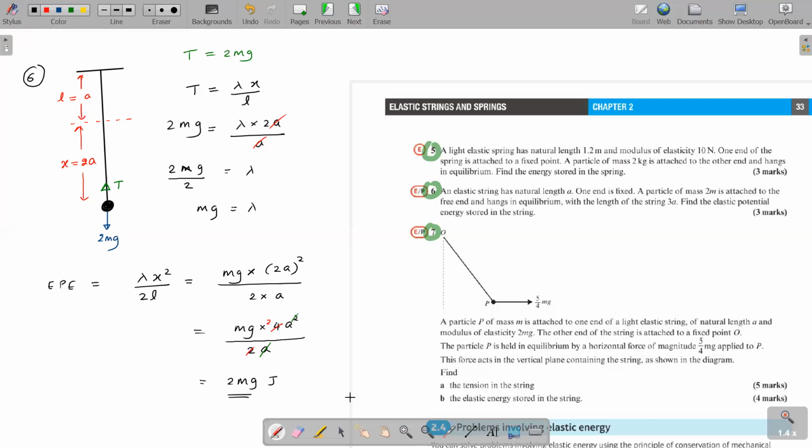Sorry, the a doesn't cancel out, right? One a will remain. So 2mga joules. Guys, do you see 2 and 4 cancel? The a and the a square. So one a is remaining at the top. So 2mga joules is the elastic energy stored in the string. Okay.